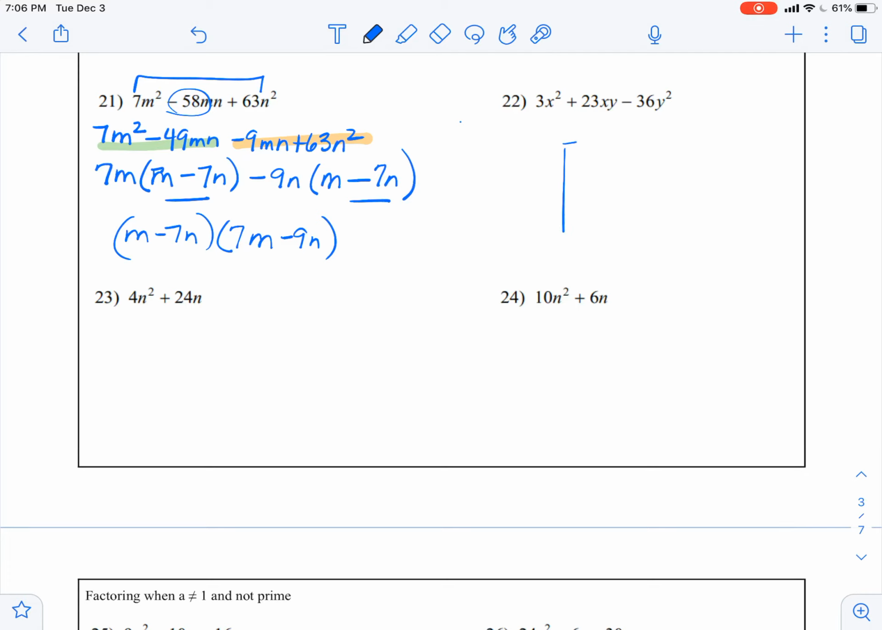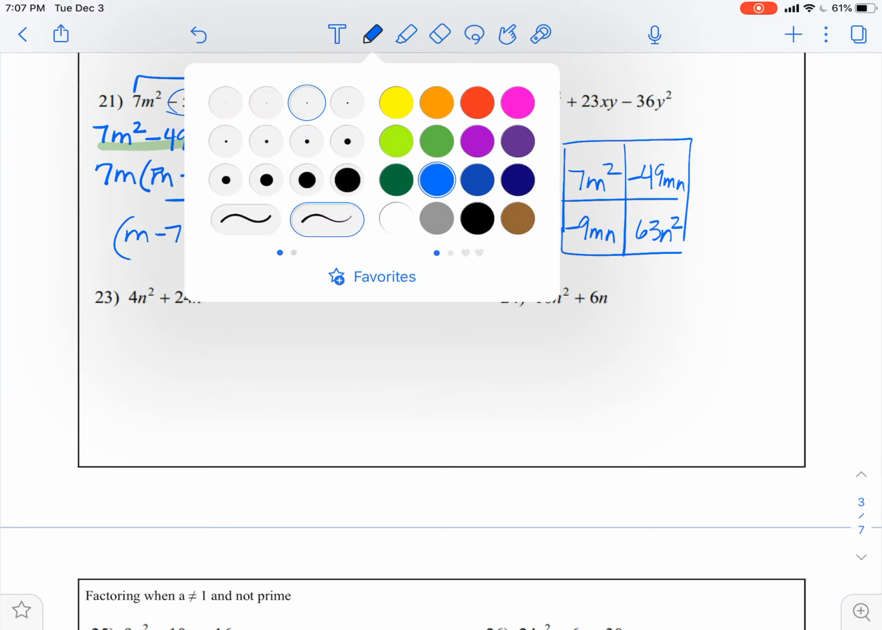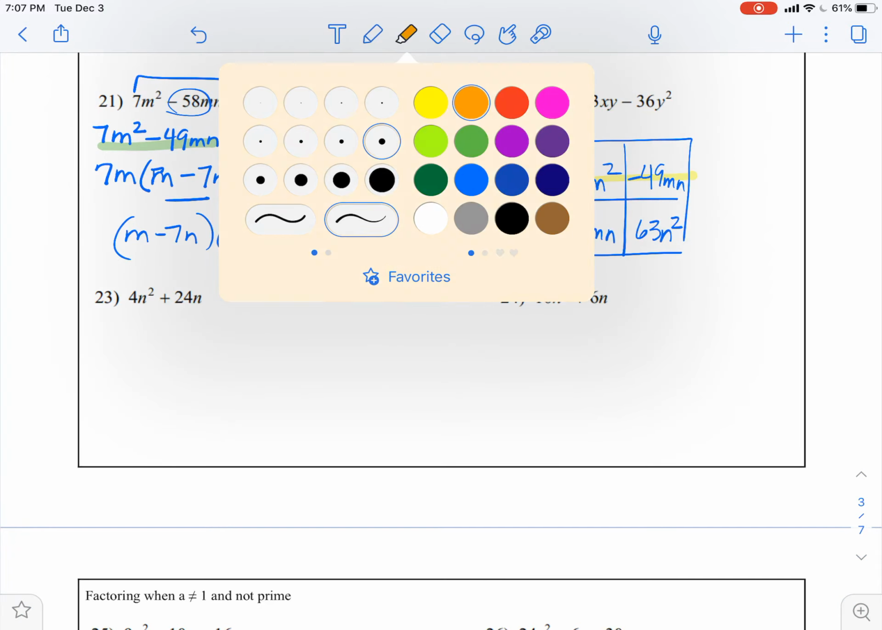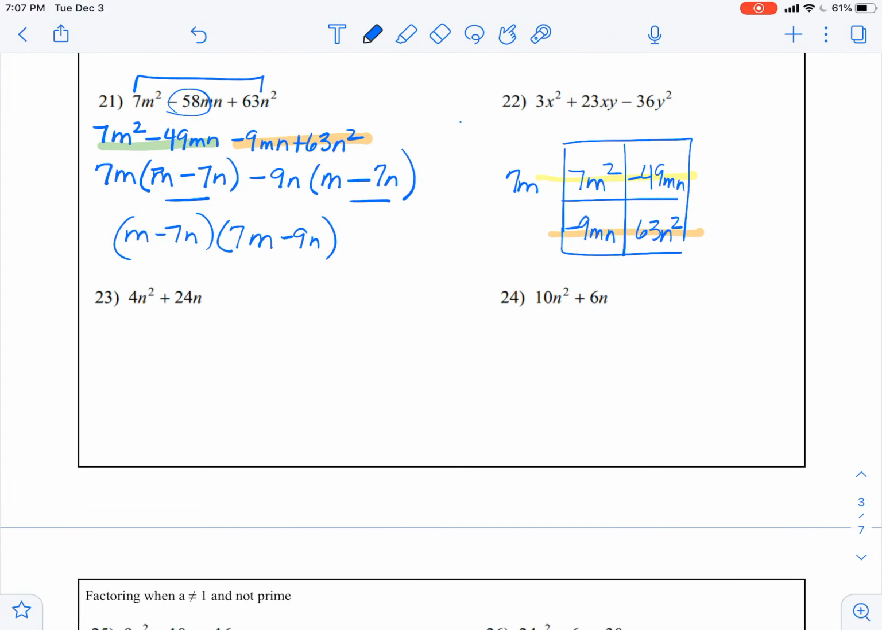If you want to try the box method again, I'm just going to put in the terms and start off with those. So I'm going to start with this way. What do those have in common? They have a 7 and an m. I'm not even simplifying it. I'm just saying, what do they have in common? I'm going to go on down. What do these two have in common? They have a negative 9. Again, I'm going to take that sign, and an n.